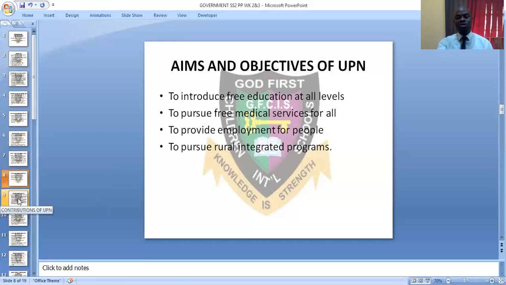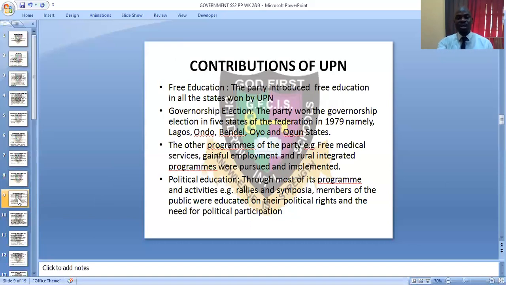Now let's look at the contributions of this party. The party introduced free education in all the states won by UPN. So you can see the father of free education really made his statement come to pass, and those statements or aims and objectives happened to be the party's manifesto at that time. All the 5 states that UPN won implemented the free education program.